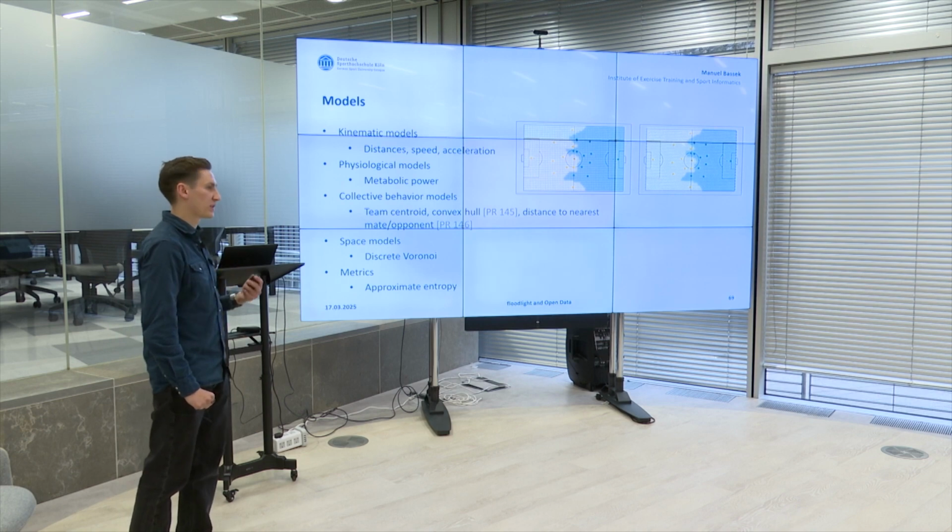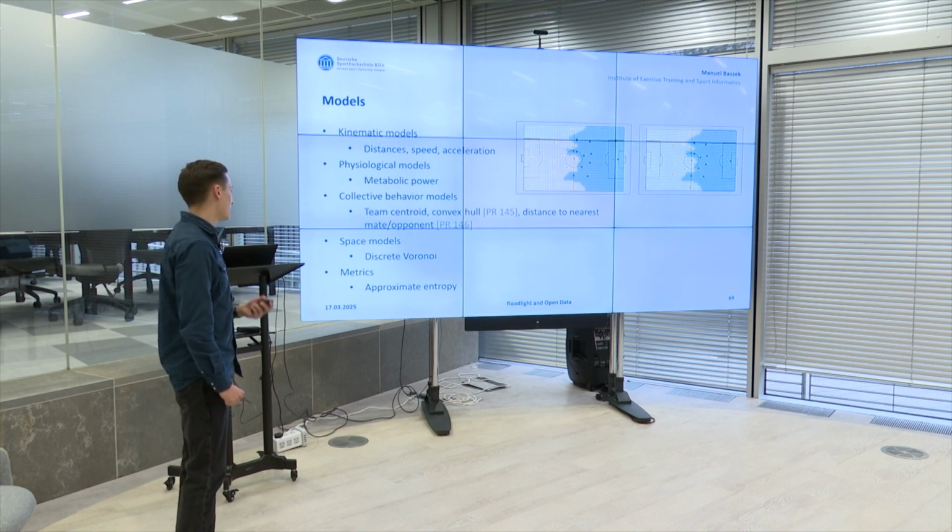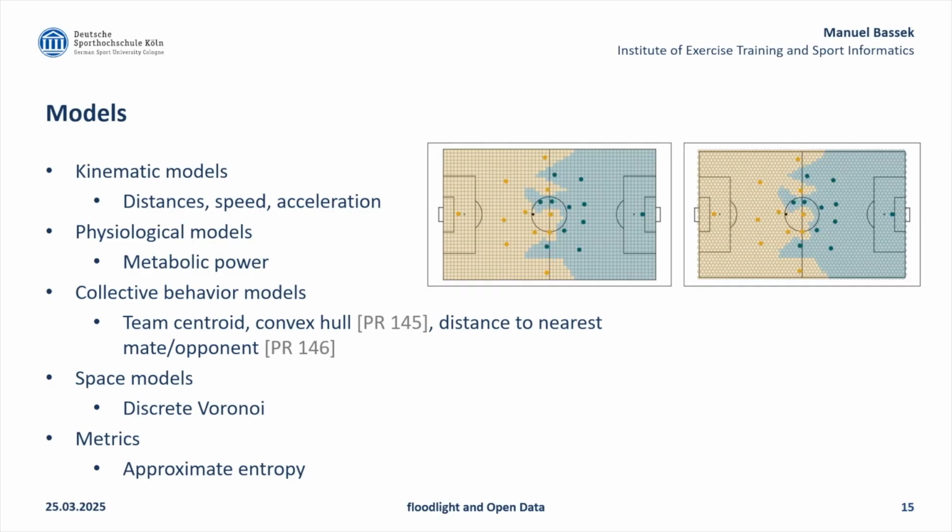But we also go into tactical analysis, so metrics from collective behavior like team centroid, convex hull, distance to nearest neighbor, distance to nearest opponent, and also metrics from ecological dynamics like approximate entropy. For space control, we currently have the Voronoi approach implemented, and wherever it's appropriate, we also have visualization techniques for our models for you to present some nice, colorful presentations.